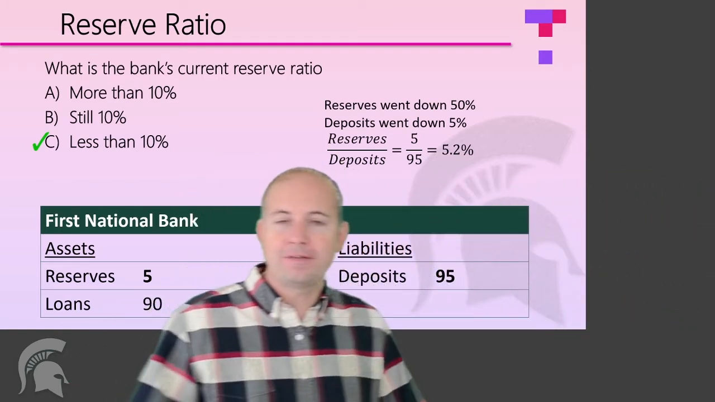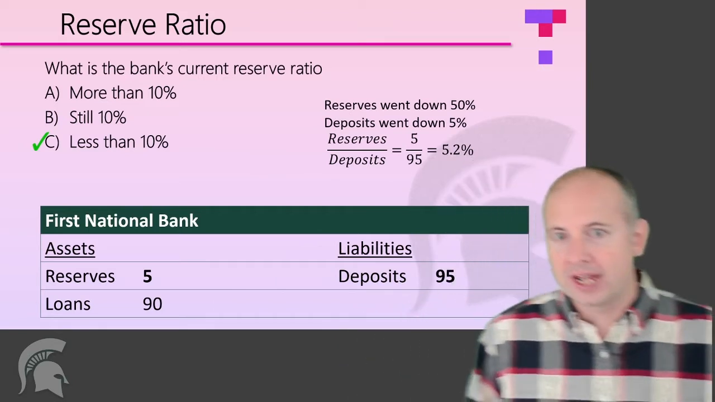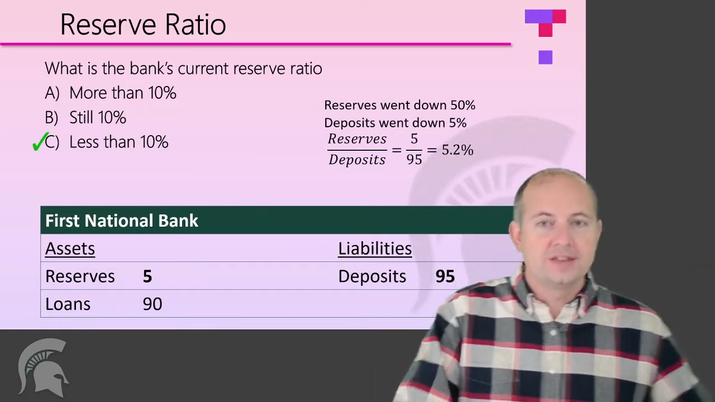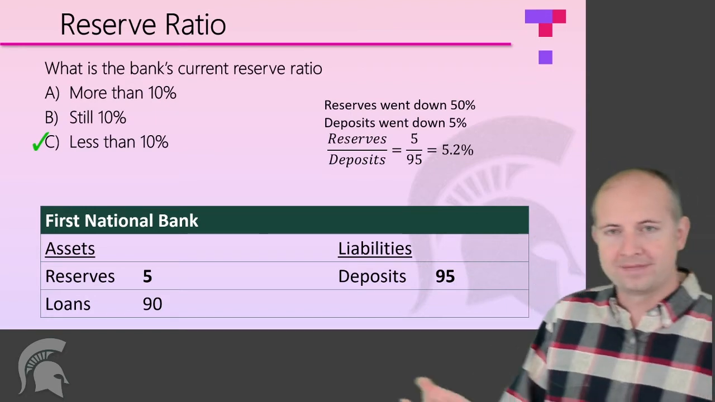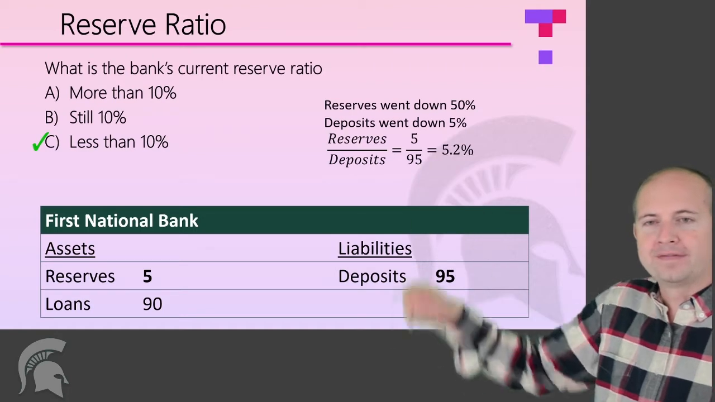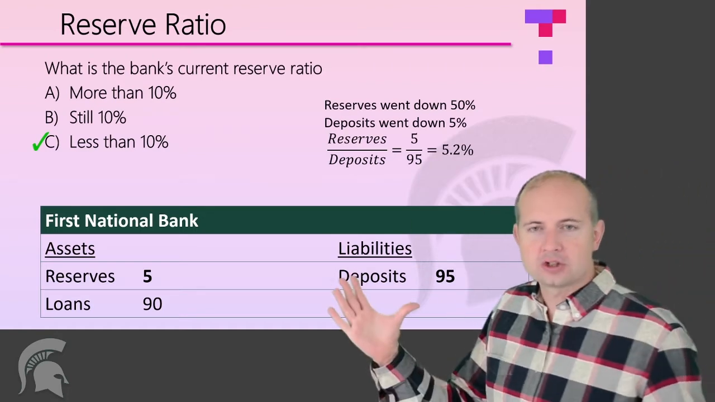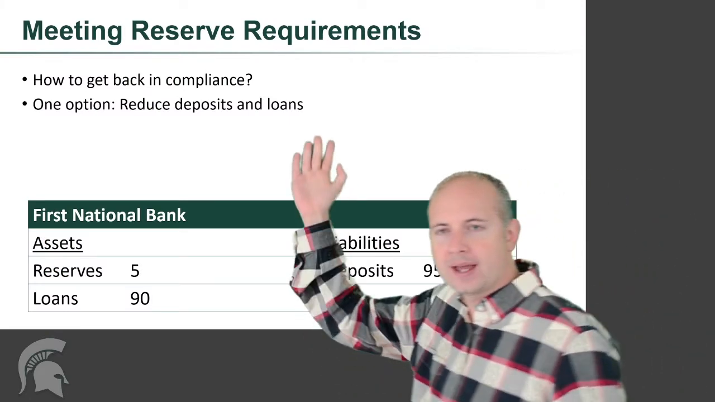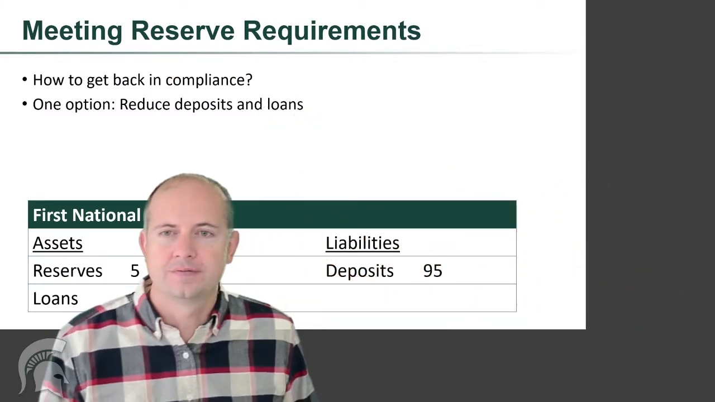Notice our deposits did go down by $5. Why? Because that's now $5 that the customer can't ask me for again, right? They asked for their $5. I gave it to them. They left. That means I no longer owe that person $5. 5 over 95 is about 5%. So now the bank's in trouble. It is not meeting its 10% reserve requirement. How to get back in compliance? That's the question for the bank.